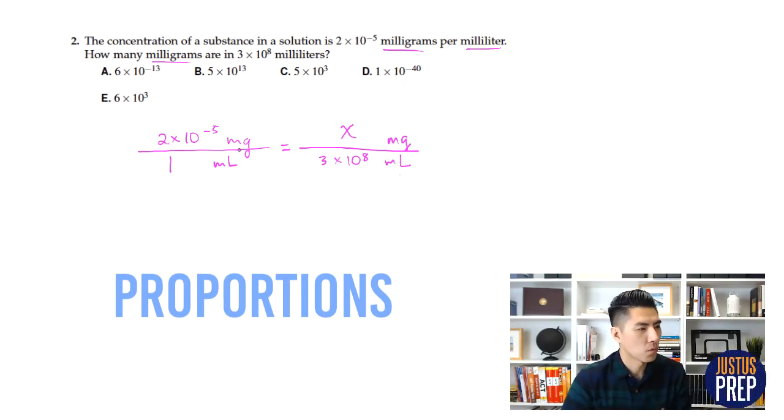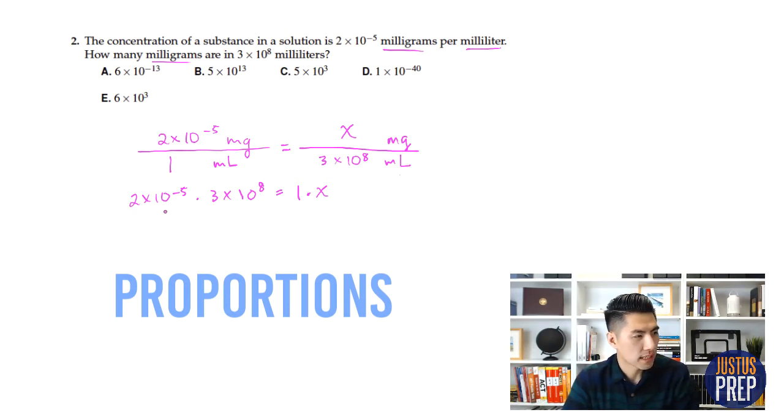At this point, we can cross multiply. That'll be 2 times 10 to the negative 5th times 3 times 10 to the 8th equals 1 times X. So let's write that down. Now, before we just mindlessly plug these numbers into a calculator to see what the answer is going to be, we can take a minute to guesstimate.